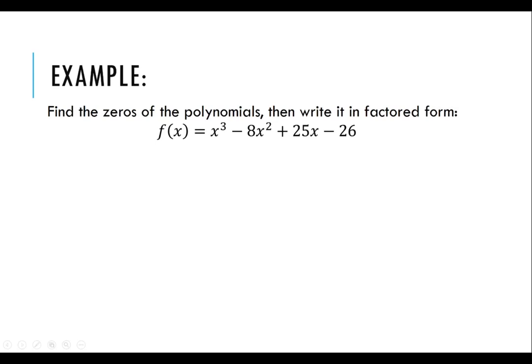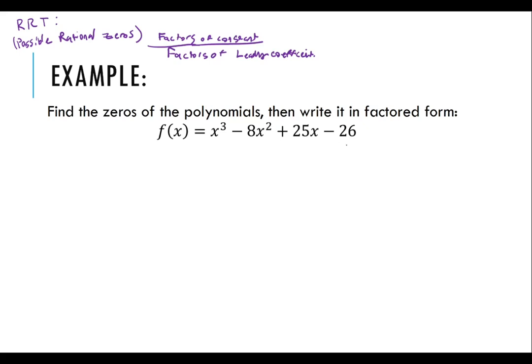And the first tool that we have is the rational roots theorem. Remember, it gives us possible zeros, specifically possible rational zeros. And so we just need to make that list. The possible rational zeros are going to be the factors of the constant over the factors of the leading coefficient. And so we have 26 as our constant, we have 1 as our leading coefficient, and so our factors are going to look like this. Well, over 1 because the leading coefficient is 1.